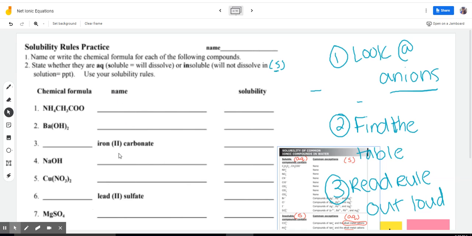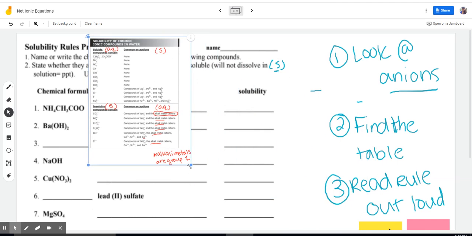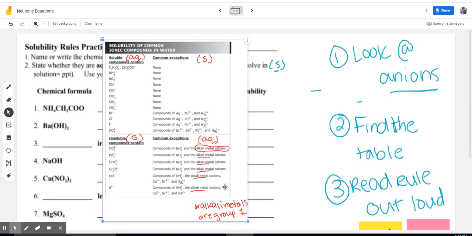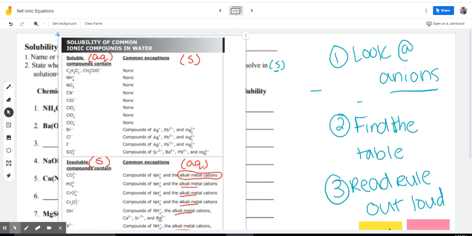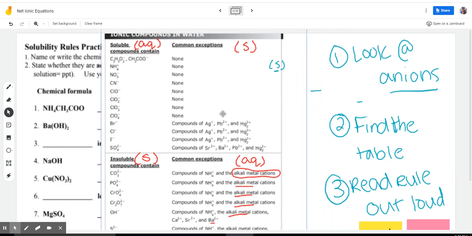We're not gonna worry about the naming or trying to write the formulas. I'll try and get that done for you while we're going through these examples. Your main focus for today is making sure that you can use your solubility chart, okay? Now, let's talk about the solubility chart real quick.